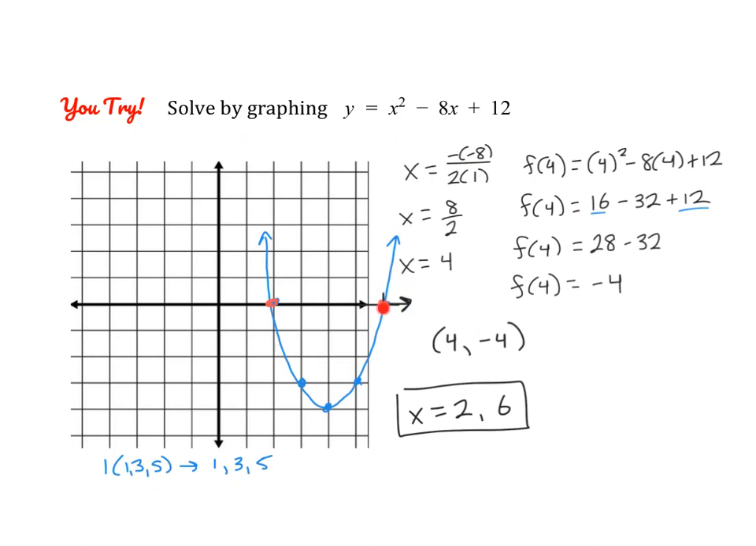Goes off my graph a little bit, but I just added an extra tick mark. And then I reflected that on the other side. So you can see that my two x-intercepts are at (2, 0) and (6, 0). So my answers are x equals 2 and x equals 6.